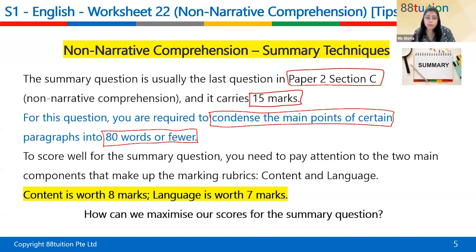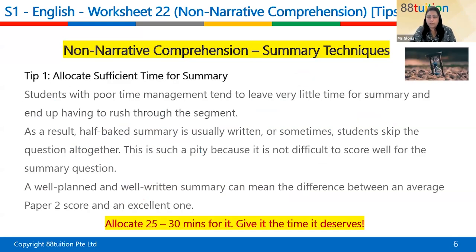So don't worry, by the time it comes, summary is not easy. It's quite a lot of skills, but we'll be teaching you all of it. The total mark is 15 marks. It is 8 marks for content and 7 marks for language, which means you need to pick up 8 to 10 points. We're going to learn how to maximize the marks for the summary question.